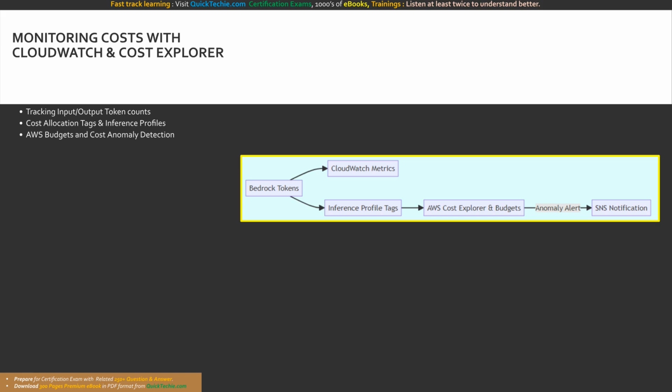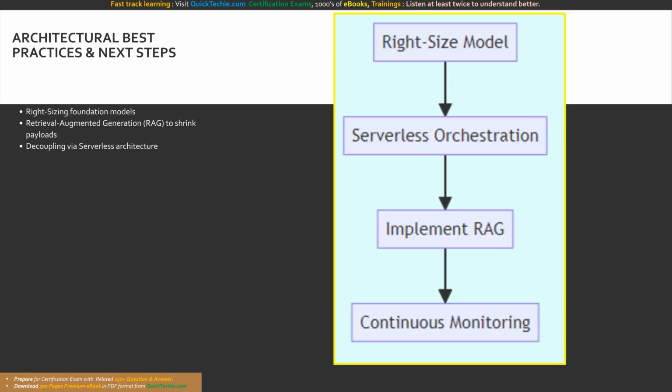Governance is fully automated here. Token data feeds into CloudWatch while tags route directly to Cost Explorer. If spending limits are breached, an SNS notification instantly alerts your security and finance teams. As we conclude this deep dive into pricing models and cost optimization, let us synthesize the architectural best practices that define a world-class generative AI deployment.